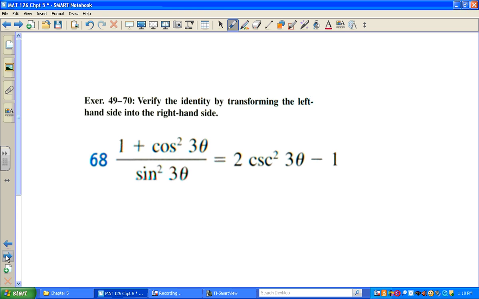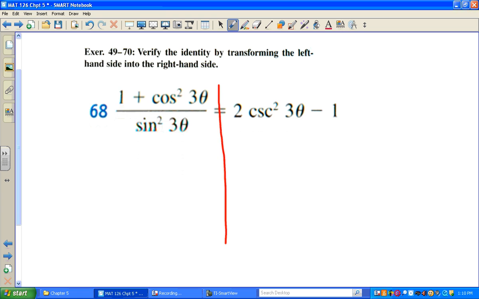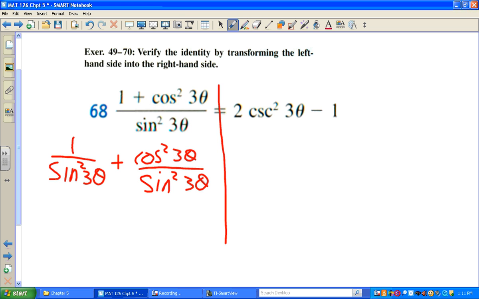Which side do you want to choose, left or right? Excellent choice. One thing about identities is you kind of have to think of things backwards than what you're used to seeing them. Here you see a quotient. Here you don't see a quotient, you see 2 terms. Is there any way to write the left into 2 terms? Yeah, just change it to 2 fractions. Each one gets the same denominator. Excellent.